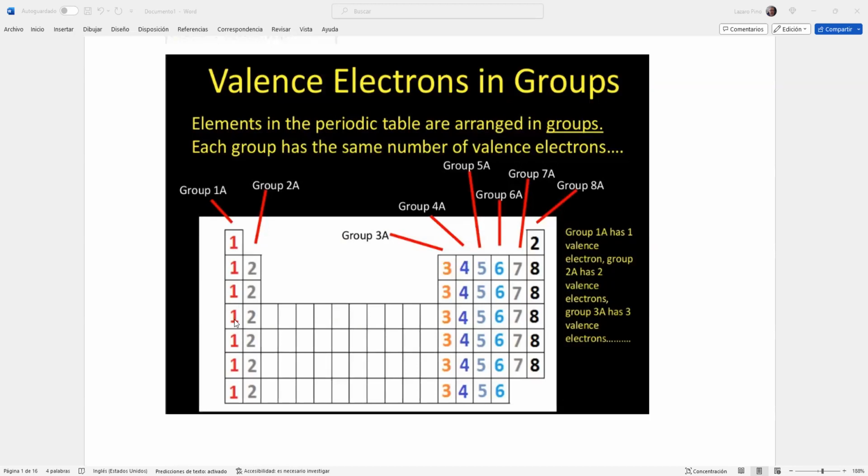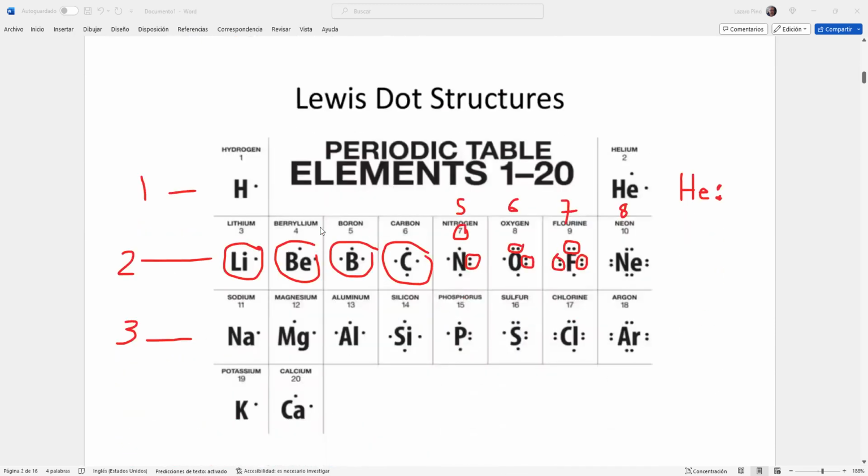All the elements in group 1 have 1 valence electron, in group 2, 2 valence electrons, and so on. In the case of helium, helium has only 2 valence electrons, even though it is in group 8A, because helium is in period 1 and is allowed to have 2 electrons as much. So here you have the dot representation for some of the atoms in the periodic table.